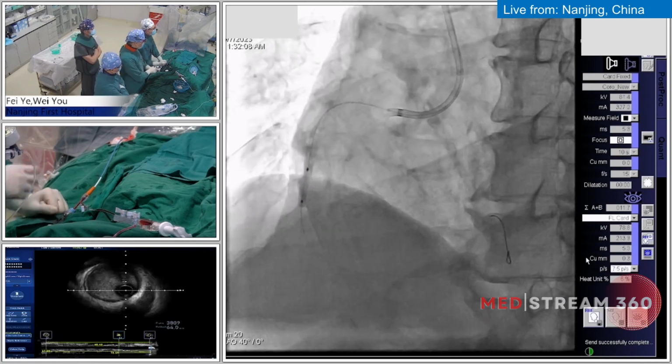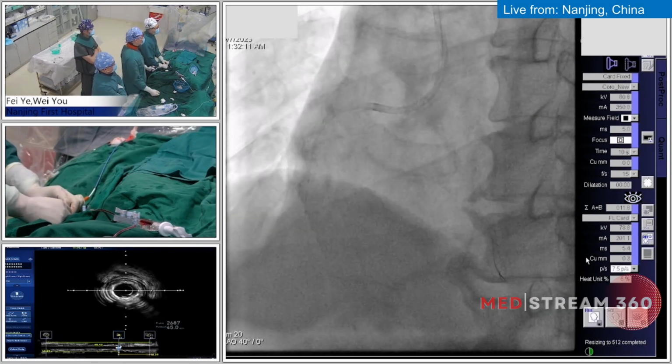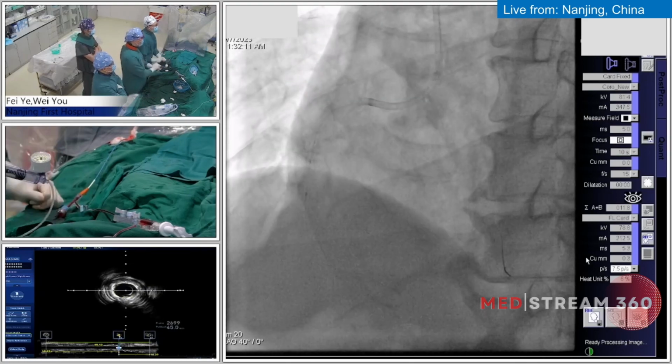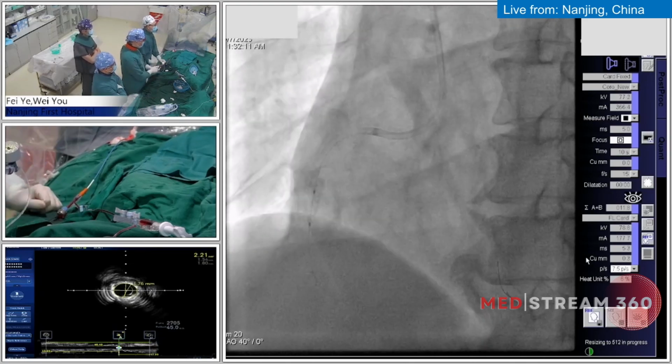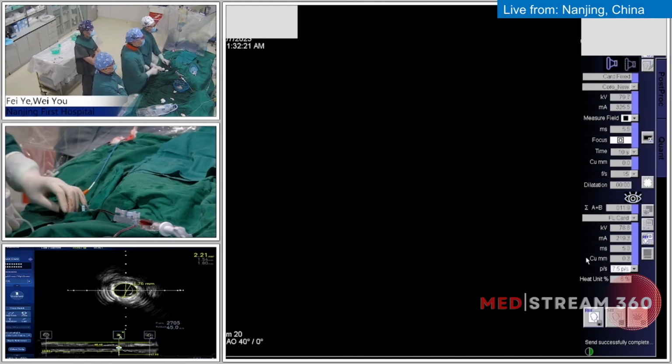16. Okay, done. Yeah, it seems to work, Chief. This is a 2.0 by 22 NC balloon. 12, 16, 16. Okay, done. Yeah, it works.